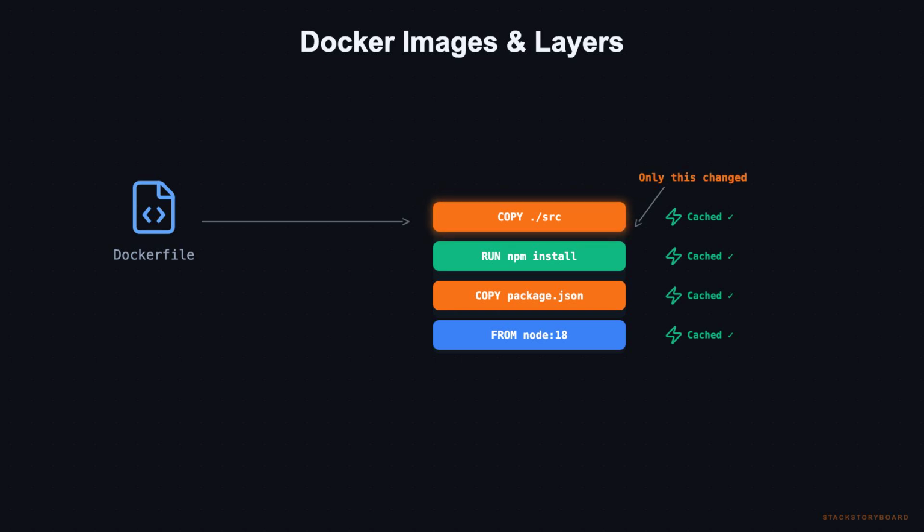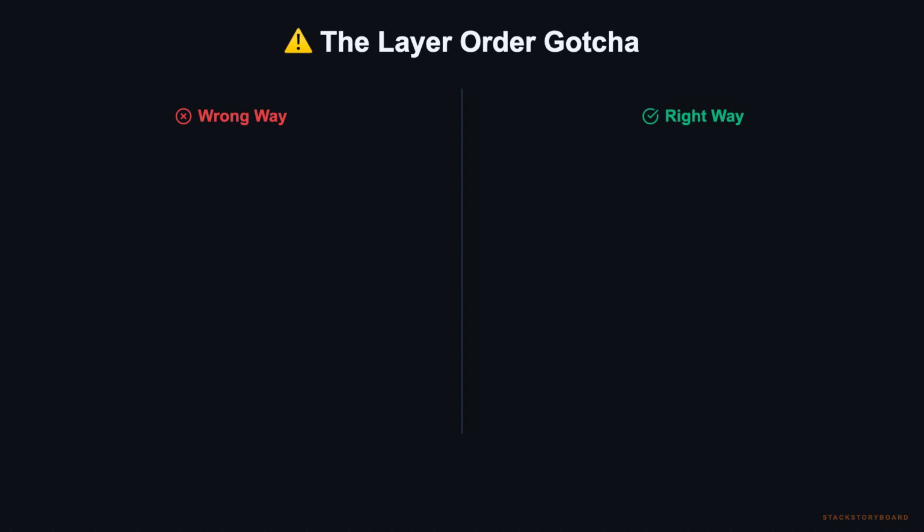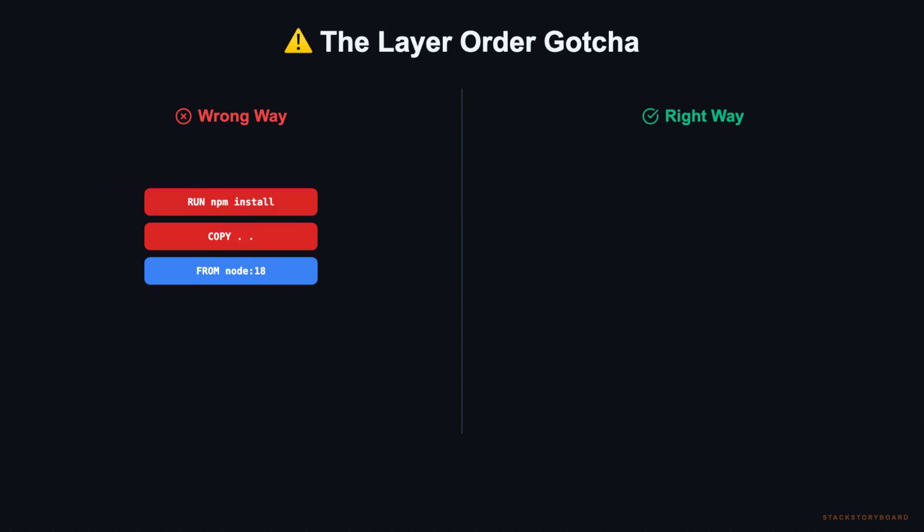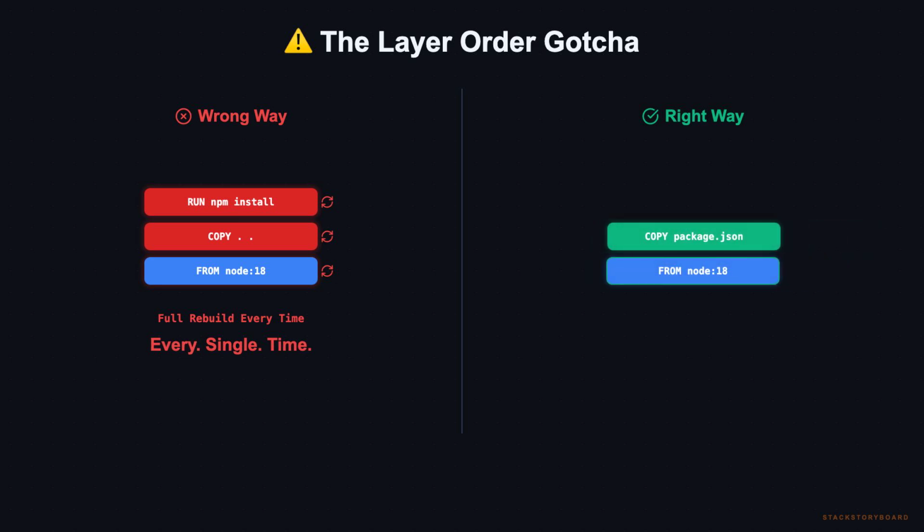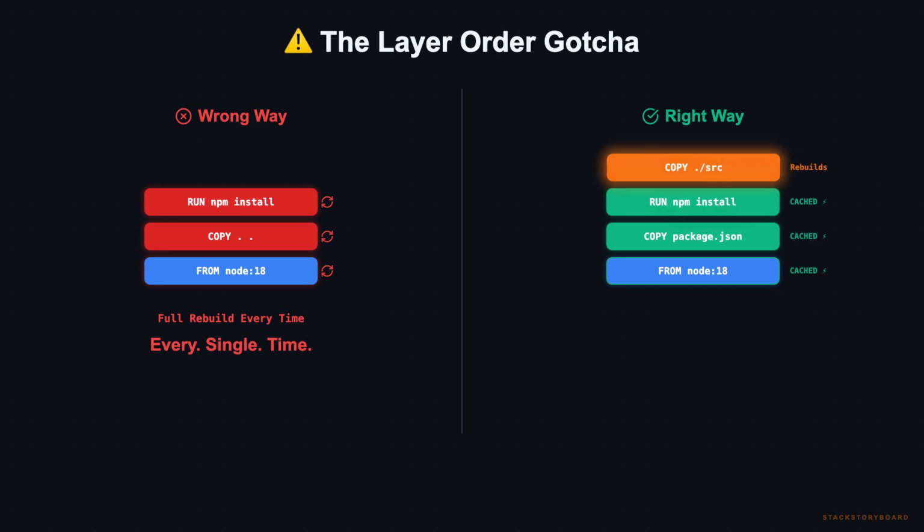Now here's a gotcha that catches almost everyone. If you copy your entire source code before running npm install, Docker invalidates the cache on every single build. That means it reinstalls all your dependencies every time you change one line of code. The fix? Always copy your dependency file first, install, then copy the rest. Layer order matters a lot.